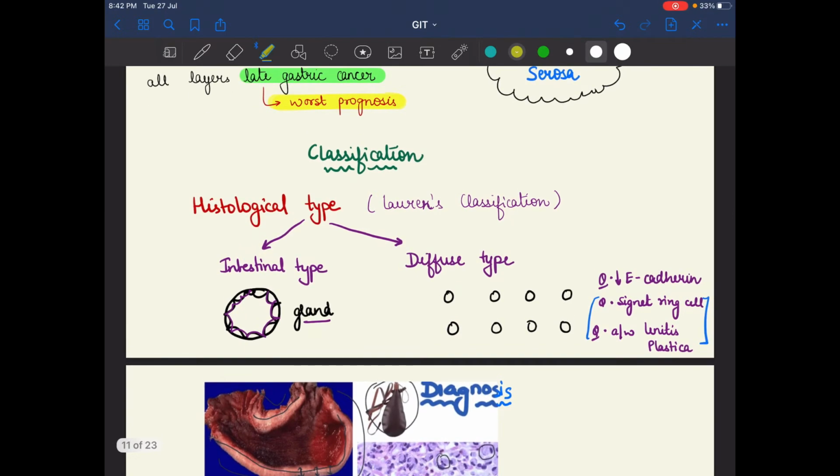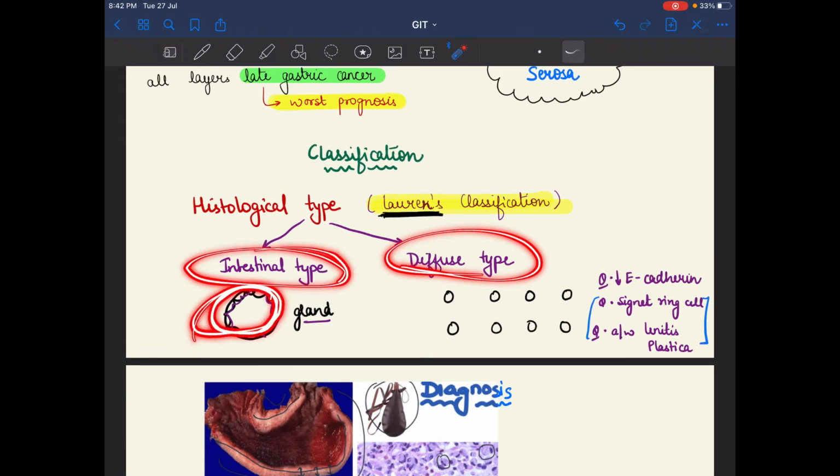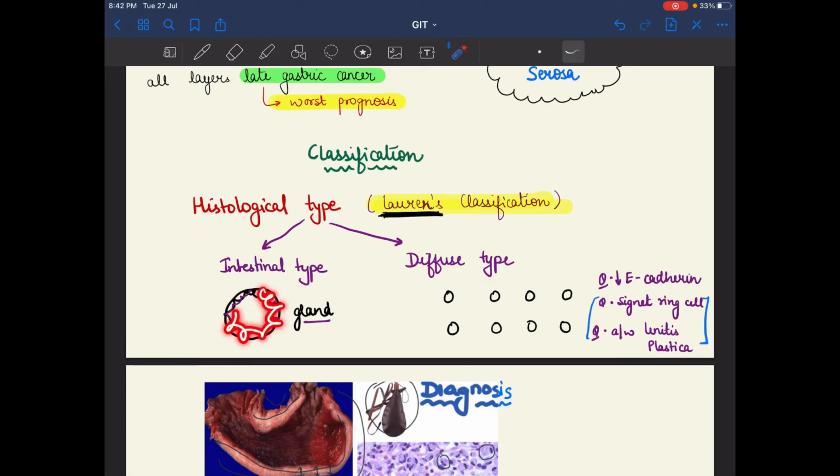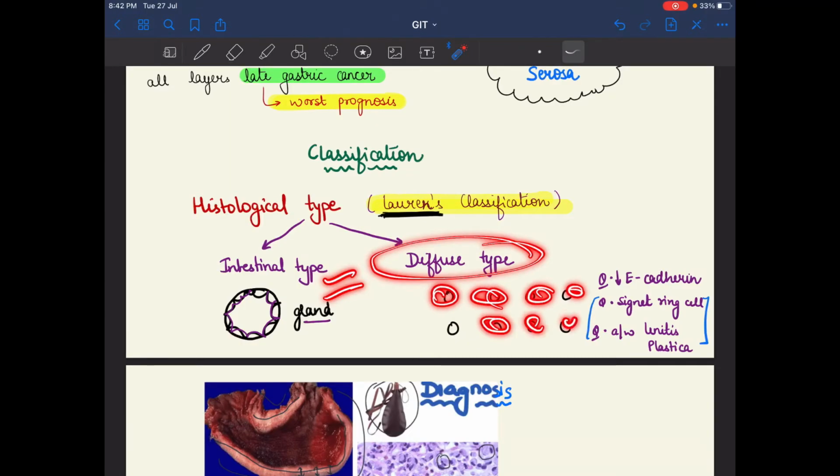And now the classification according to the histological type, that is the Lauren classification. Please remember, Lauren classification, histological type. So it may be the intestinal type, or it may be the diffuse type. In the intestinal type, it looks circular and glands are present like this. So intestinal type. And diffuse type, it is diffuse.